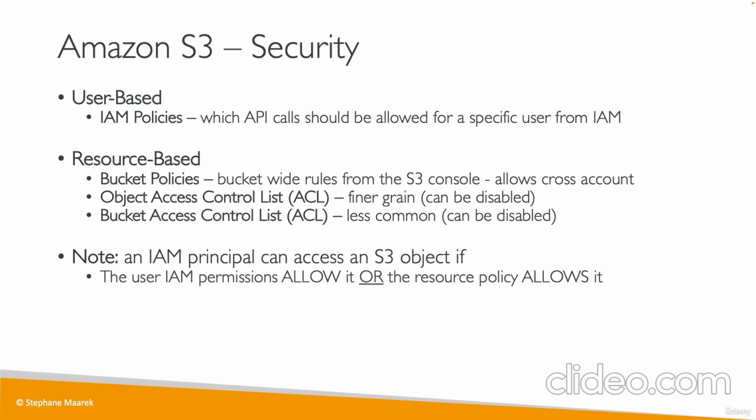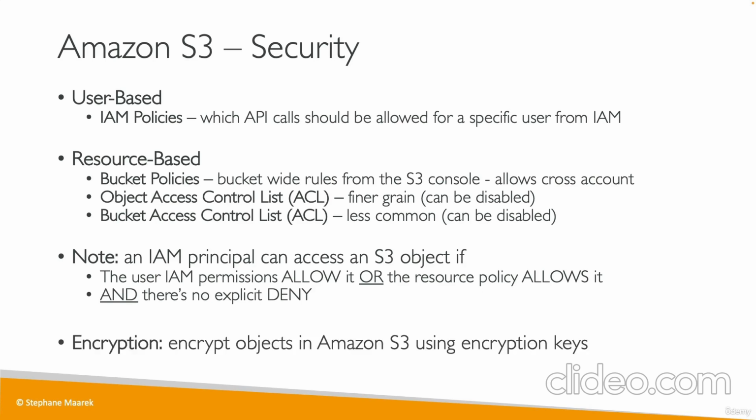So in which situation can an IAM principal access an S3 object? Well, if the IAM permissions allow it, or if the resource policies allow it, and that there is no explicit deny in the action, then the IAM principal can access the S3 object on the specified API call. So we'll have a look at these use cases in a minute. Finally, another way to do security on Amazon S3 is to encrypt the objects using encryption keys.